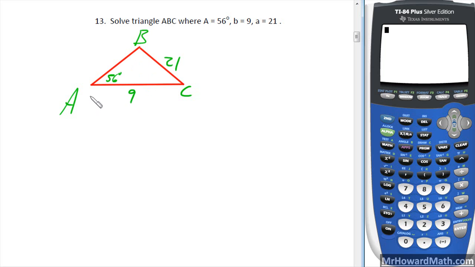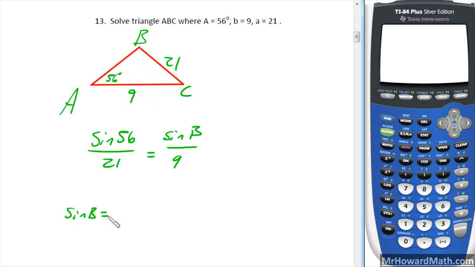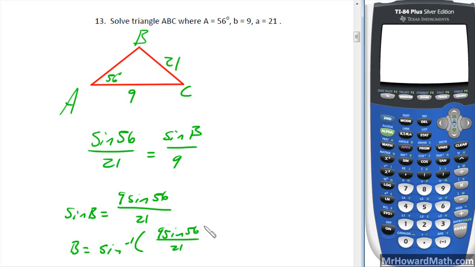So we can use law of sines here. That's the most appropriate because we have a sine pair that goes together. So sine of 56 degrees over side length 21 is equal to, we'll need to find this angle next because we have the side that goes with it, sine of angle B over 9. Cross multiply and divide. We get sine of angle B is equal to 9 sine 56 degrees over 21. So that means B is the inverse sine of all of that, 9 sine 56 all over 21.